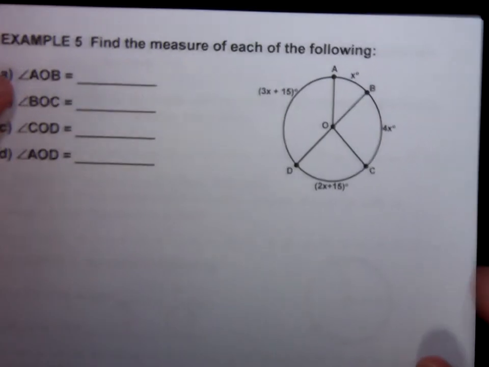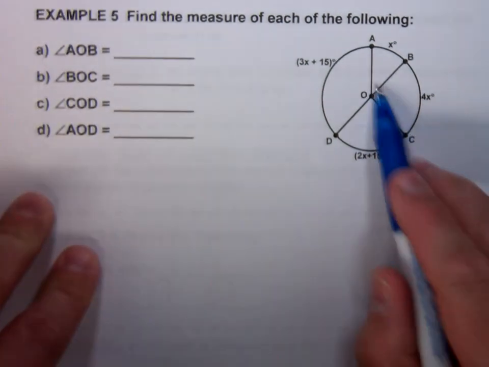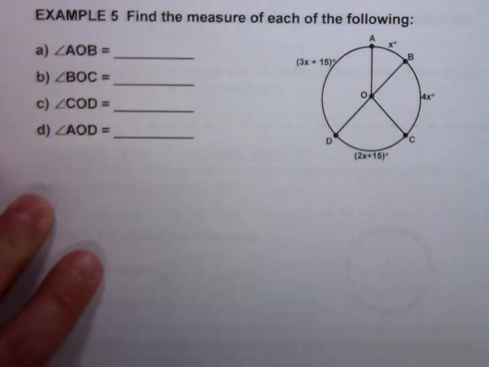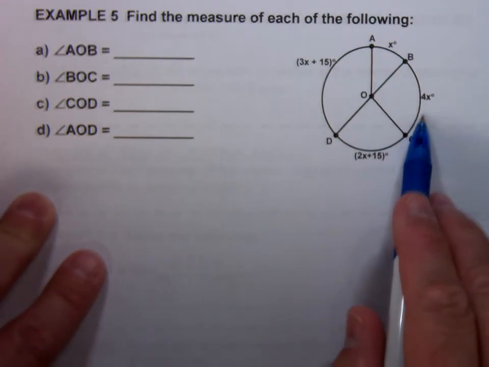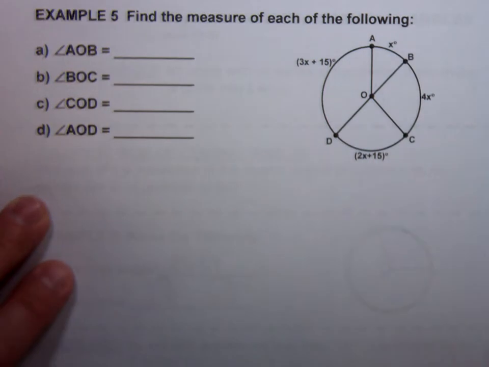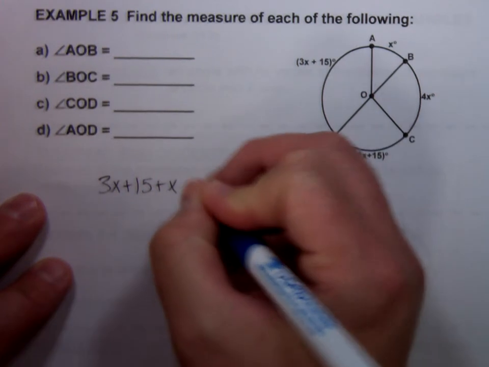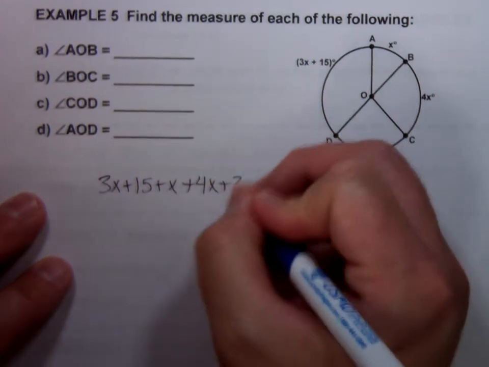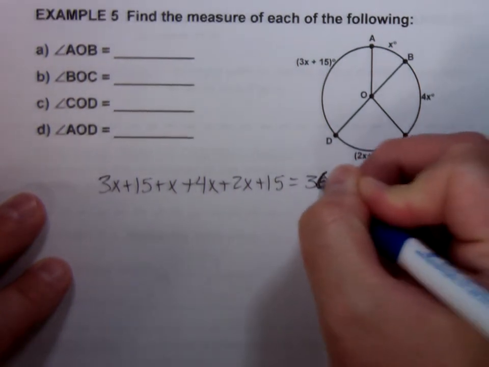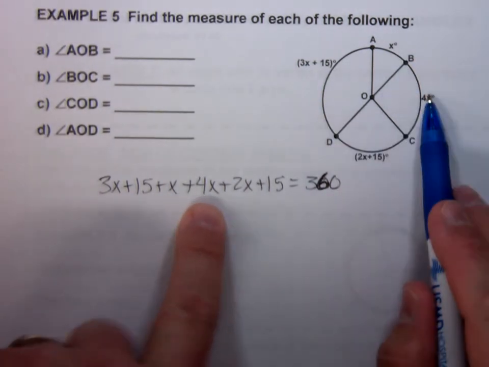And the final example, we're mixing in some variables here. We want to know the measures of these central angles. Well, those central angles should be the same as their arcs, their intercepted arcs there. They gave us an expression for each one, and we know there are 360 degrees in a circle, so these should all add up to 360. So I'm just going to add them all together and set it equal to 360. So I got the 3x plus 15 plus x plus 4x plus 2x plus 15.